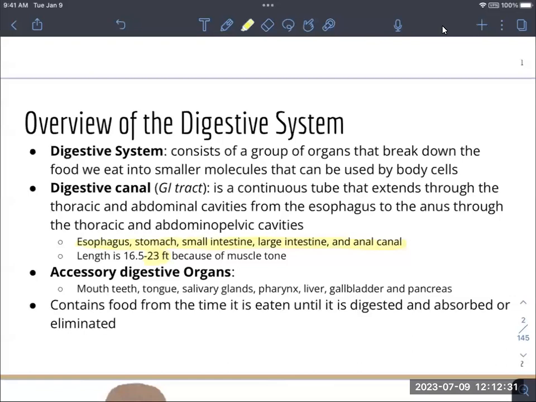And then we have all those accessory organs. Our accessory organs assist with the process. So your teeth help to chew. Your tongue helps to move things around. Salivary glands, well, we need to moisten and start breaking things down as soon as we put it in our mouth. The pharynx, that's the back of our throat, the liver, the gallbladder, the pancreas. We're going to go through all of these different parts and what they do.